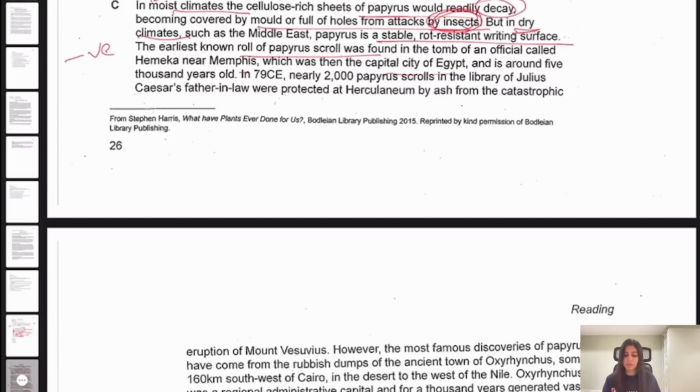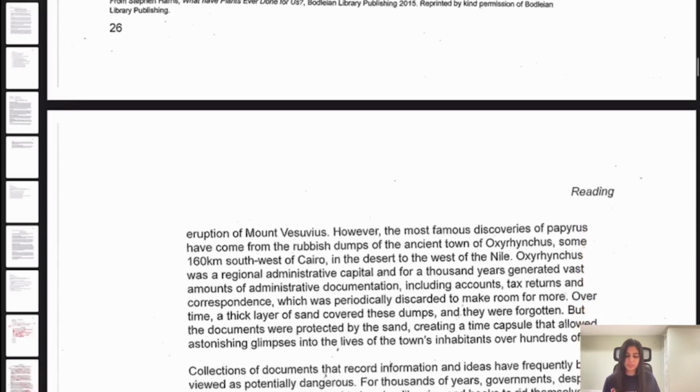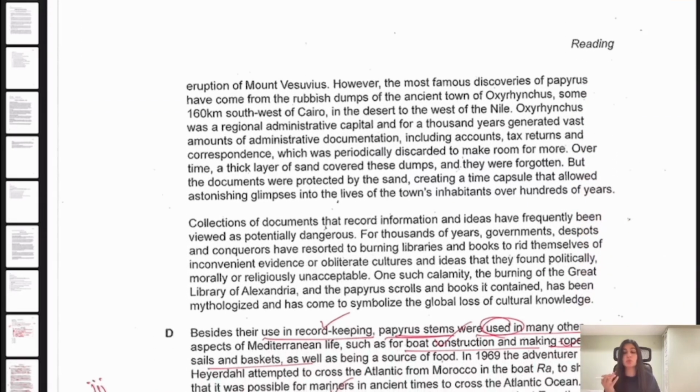Now you don't have to read everything. Julius Caesar, father-in-law, catastrophic. So some extra information is given. We just have to figure out the gist. What are they exactly conveying? The most famous discoveries of papyrus have come from rubbish dumps of ancient Oxyrhynchus. Whatever the pronunciation is, doesn't matter. You can leave out the cities. Just try to understand. Regional administrative capital. Documents, correspondence, particularly. Over time, a thick layer of sand covered these dumps and the forgotten documents.